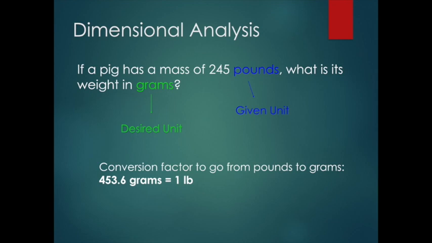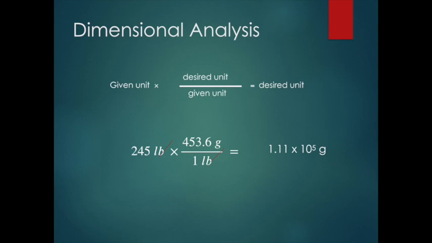So what we have to do is go to our conversion factor list. I have that posted in Canvas, and we find the conversion factor to go in between pounds and grams, and there is one. It's 453.6 grams is equal to 1 pound. Then we set up the problem. We start with our given unit, 245 pounds.